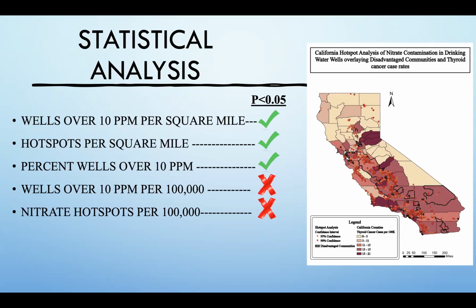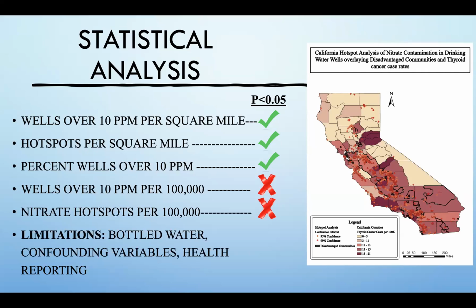This may have been because some wells serve a million people or larger. So the wells over 10 ppm per 100,000, especially in disadvantaged communities in urban areas, it's difficult to tease that out. It'd be a lot of data analysis to look at how many people are served per well, but that might be worth doing.